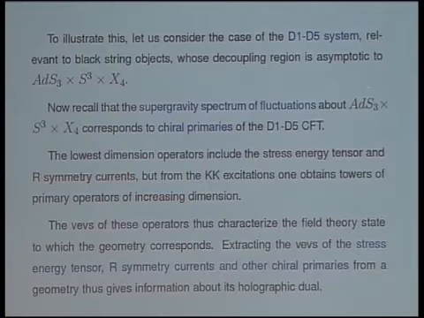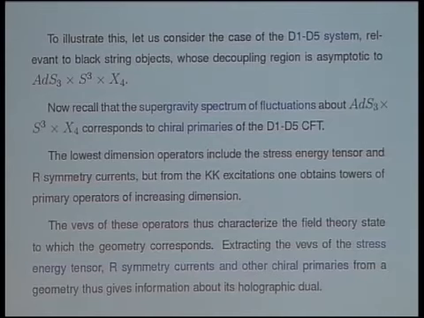So to illustrate this point, let's go to a simple black hole system. Let's consider the case of the D1-D5 system, which is relevant to, say, black string objects. And the decoupling region in this case is a familiar AdS3 cross S3 cross X4, where this is T4 or K3, won't play a role for me. Now, recall, according to the AdS/CFT dictionary, which was set up 10 years ago, the supergravity spectrum of fluctuations about this background corresponds to the chiral primaries of the dual D1-D5 conformal field theory.